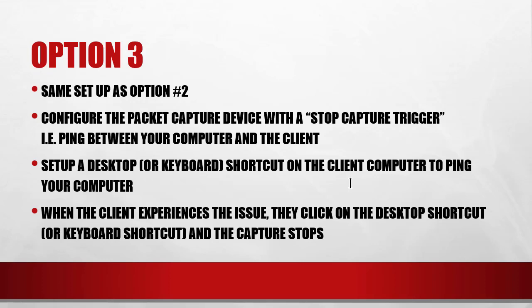Option three, so that's the same as option two, but we configure the packet capture device with a stop capture trigger. For example, my favorite, just ping the client's computer or have them ping you. Ping anything as long as it's not related to the application or the servers. And that way you know it doesn't get tripped off by accident. Then we set up a desktop or keyboard shortcut on the client computer, and they ping the computer whenever it happens. When the client experiences this problem, they click on their shortcut or use their little hotkey strokes or whatever you want to do, and then the capture stops at that point in time.